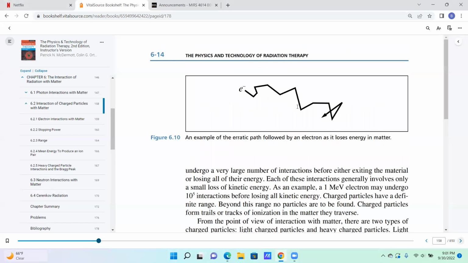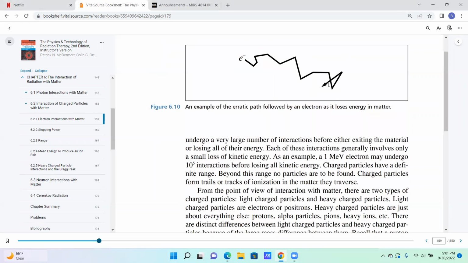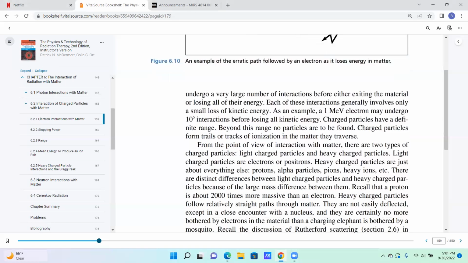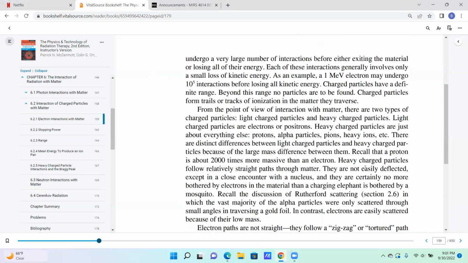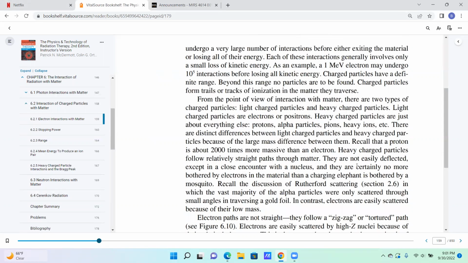However, charged particles undergo a very large number of interactions before they exit the material or lose all of their energy, and this diagram up here is an example of a path followed by an electron as it loses its energy in the matter. A 1 MeV electron may undergo 10 to the 5th interactions before it loses all of its energy. That's quite a few. They do have a definite range. We'll get to that a little bit later. And beyond this range, no particles are to be found. Charged particles form trails or tracks of ionization in the matter that they traverse.